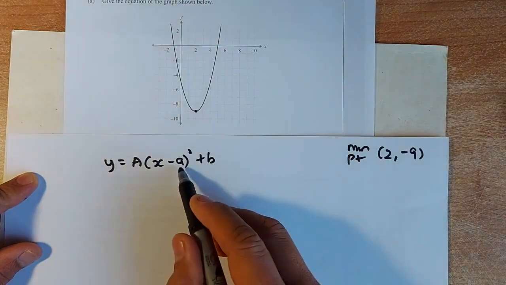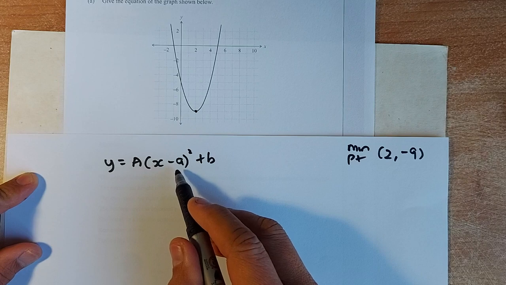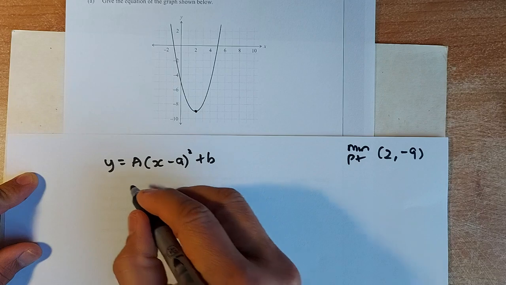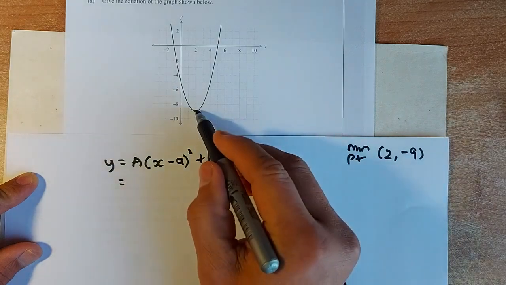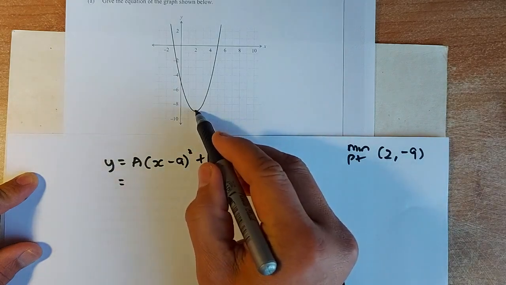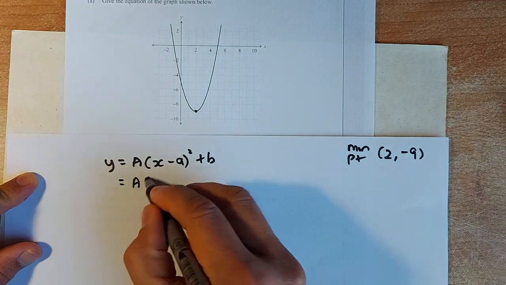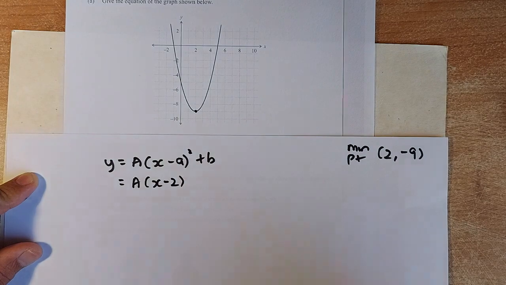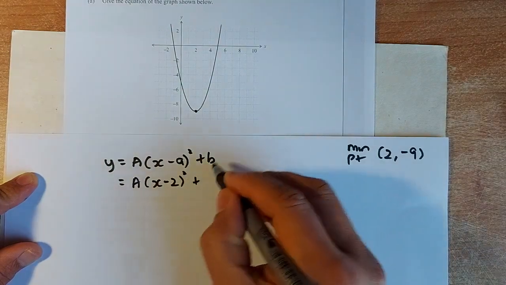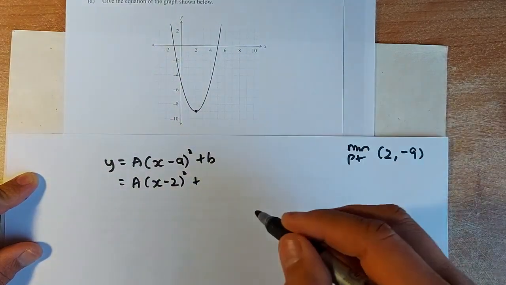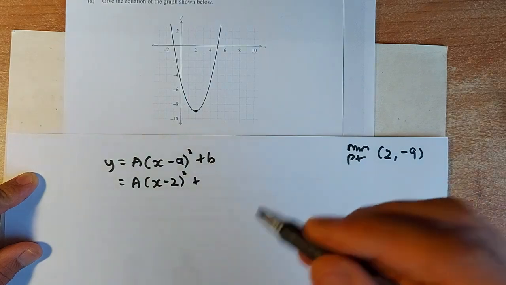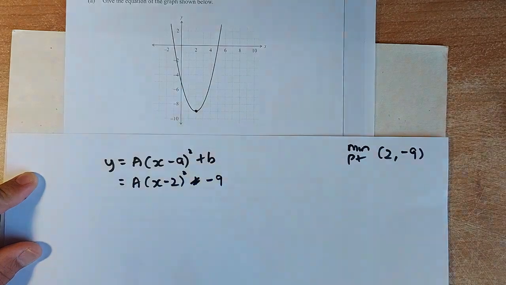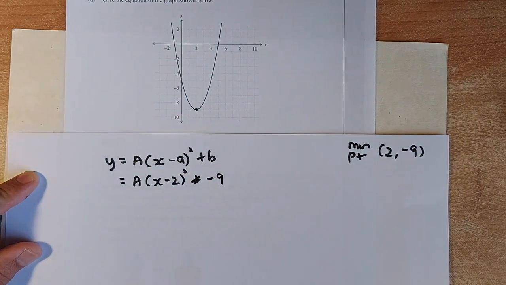The minus a depends on where it moves. If it moves to the right, it's a negative answer. If it moves to the left, it's a positive answer. In this case, it has moved 2 to the right and 9 down. So your a has to be -2 because it has moved 2 to the right, squared, and the b will represent up and down. If it is up, it is positive. If down, it is negative. In our case, it's gone down 9, so it's going to be -9. So that is the general equation of the graph.